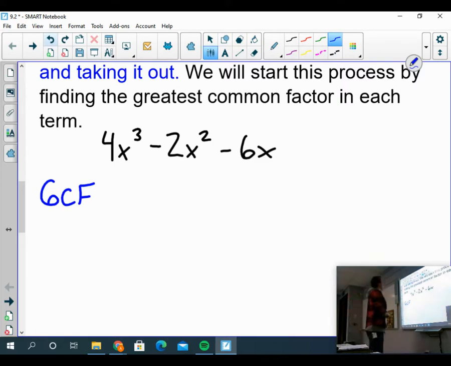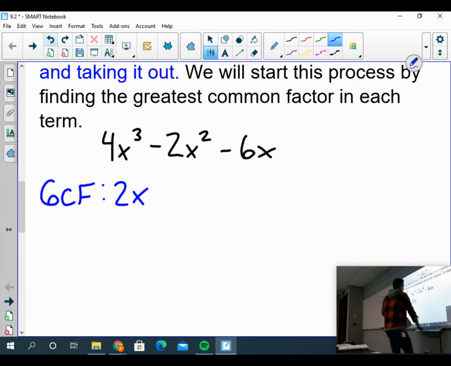Okay, you've paused the video, you've given it a shot. So what is the greatest common factor in this polynomial? Well, the number part's pretty easy. I look at all three of those coefficients and I notice they have a 2 in common. So I will factor out a 2. Now do the same thing for the x variables. I have 3 x's multiplied together in 4x cubed. I have 2 x's multiplied together in negative 2x squared. And I have 1 x in negative 6x. The greatest common factor, therefore, would be 2x.